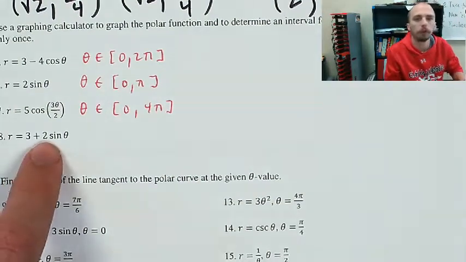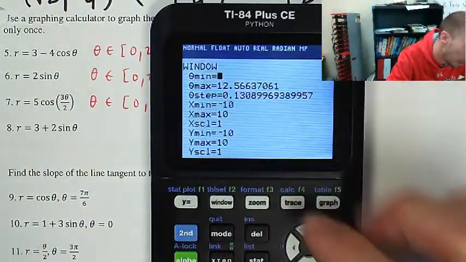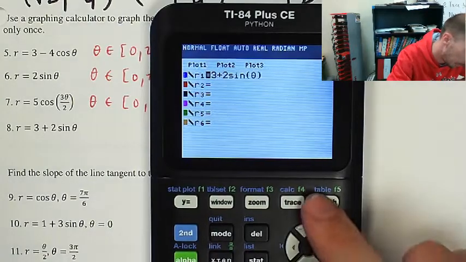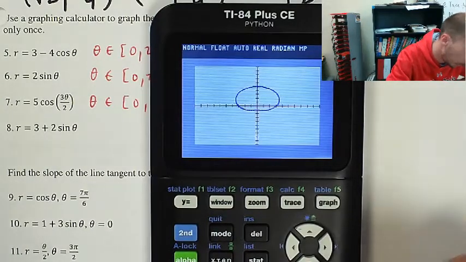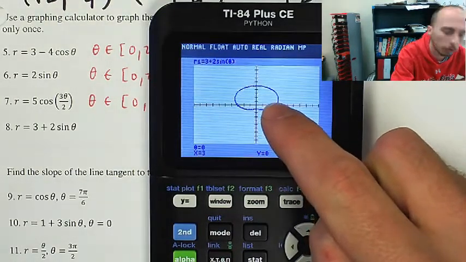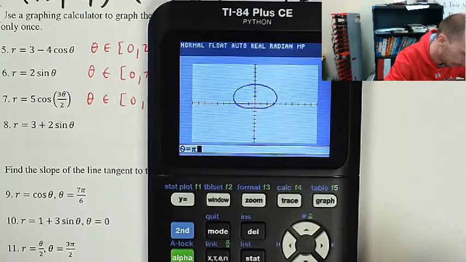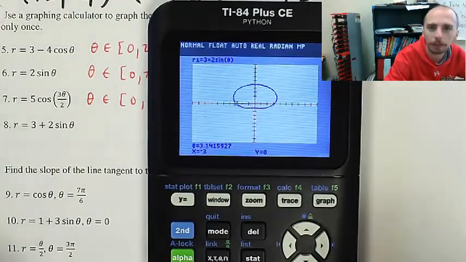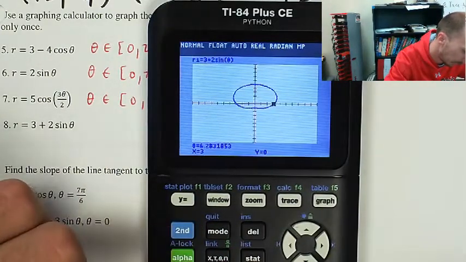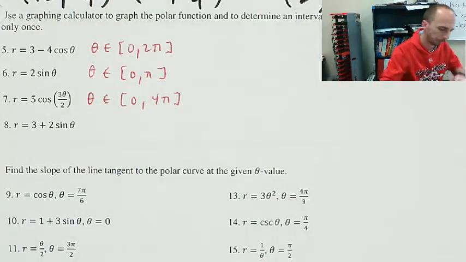Okay. And 3 plus 2 sine theta, I can't remember. 3 plus 2 sine theta. Okay, it traced itself out. Let's see where it starts. It starts off on the x-axis over there on the right side. Let's calculate a value. We'll do pi. Okay, I think it's going to be 2 pi, so we're going to calculate another value, and we're going to plug in 2 pi. And it took me back to where I started. Yeah, so this one was 0 to 2 pi.